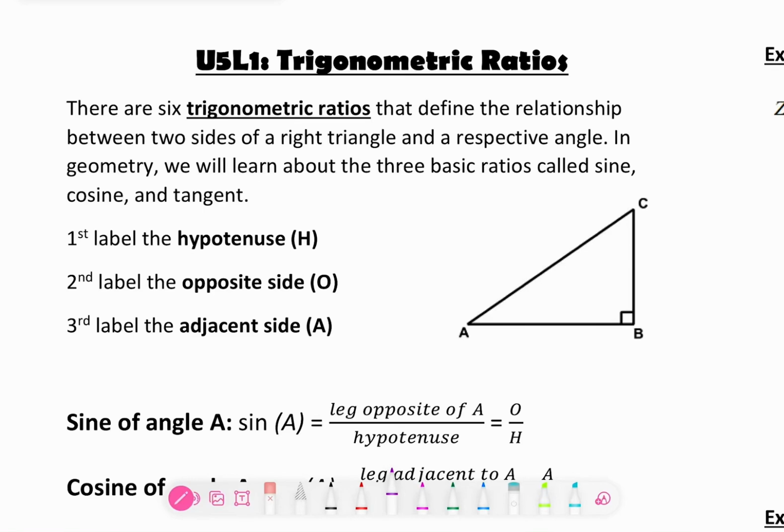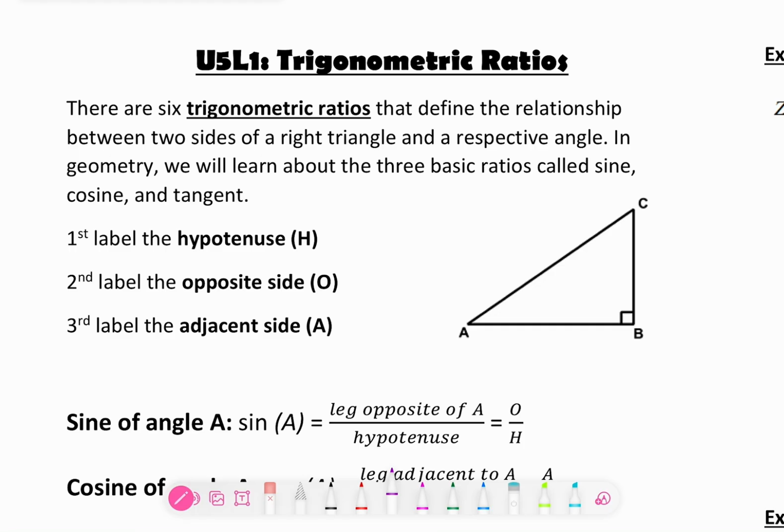Welcome to U5L1 trigonometric ratios. So there are 6 of these trigonometric, or trig for short, ratios. They define a relationship between two sides of a right triangle and an angle in that right triangle, okay? One of the acute angles in specific. In geometry, we're only going to learn about 3 ratios.